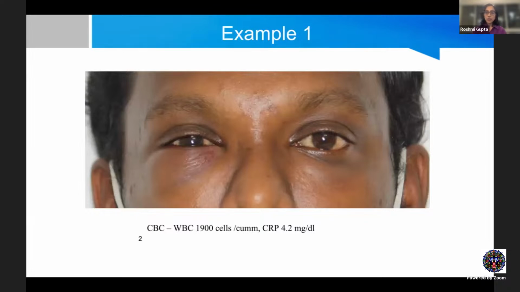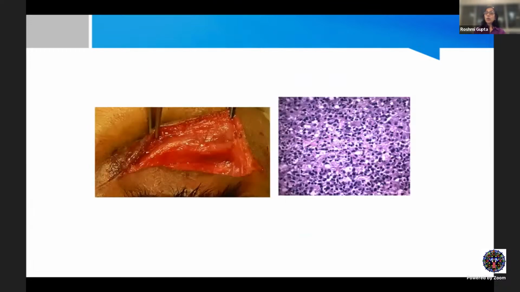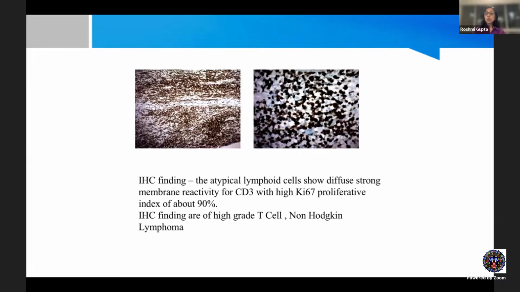Let's look at this patient. There's a typical reddish appearance. However, in his systemic workup, he has a very low WBC count. And there's a typical preseptal lesion, which is molding around the globe. And when we biopsied, it looks like a sheet of lymphoproliferative cells with CD3 positivity, high Ki67 index. And this turned out to be a high-grade T-cell lymphoma.